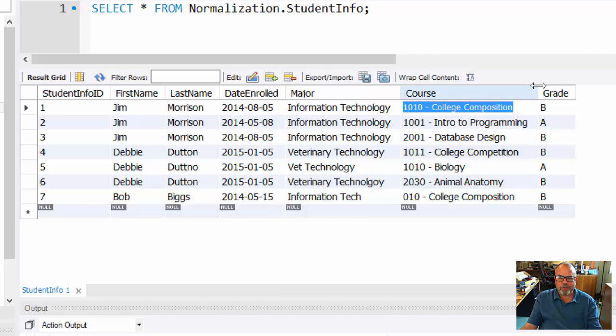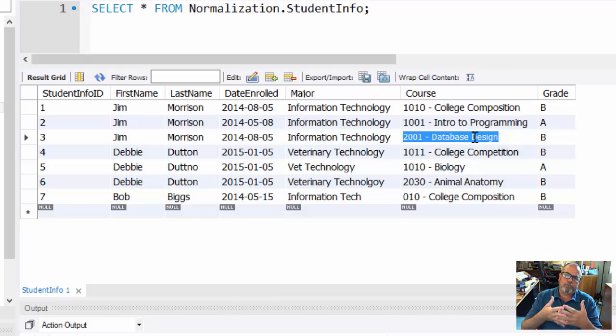Instead of having course as a series of values packed into a single column, or instead of having course 1, course 2, course 3, now we have a single course column. And to be able to hold multiple pieces of information, we hold the person more than one time. So we've got Jim Morrison here in 3 different records because he took 3 different courses in the system. So what this says is each time a person signs up for another course, we add another row in this table, and we copy over all the information that we already had, like their first and last name, the date they enrolled, the major, and so on.